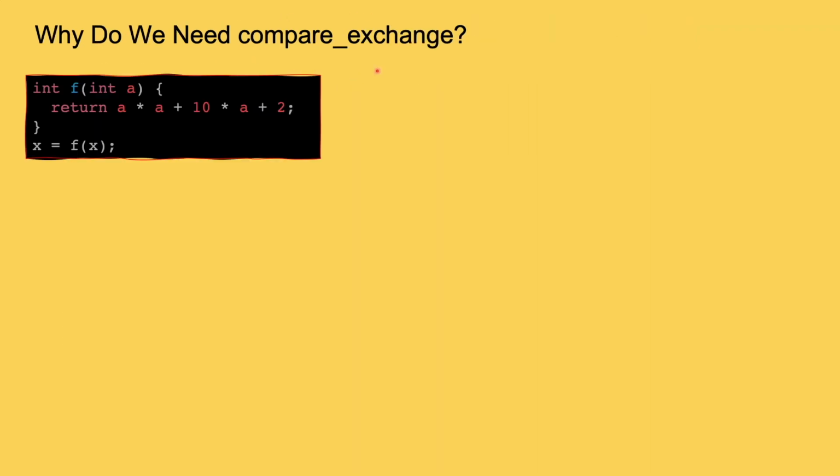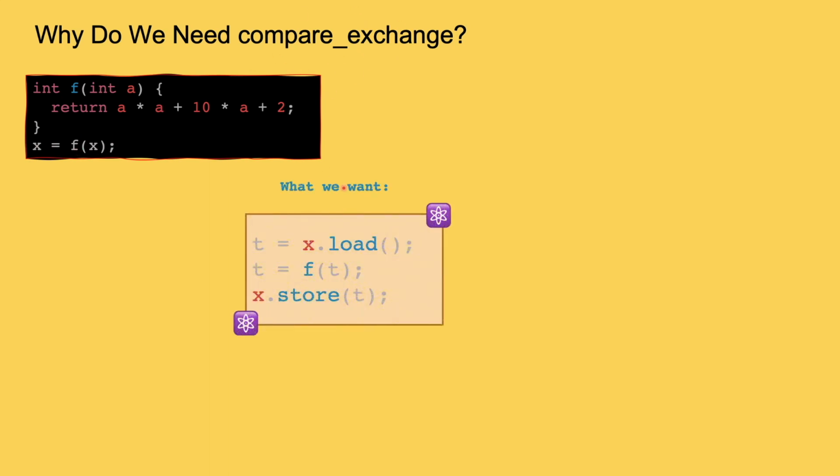Why do we need such a complicated operation, you might ask? Consider this function, which is relatively complicated. And let's say we would like to write x is equal to f of x, and we want to do this atomically. Compare and exchange helps us to do this, because in reality, if we didn't have this operation, we really needed to do load from x, then calculate f of x on the value that we loaded. So load from x, put it in a temporary variable, calculate f of this temporary variable, and then store the value of f of t inside x. So there's three operations. If you wanted to do this atomically, these three operations should have been done atomically.